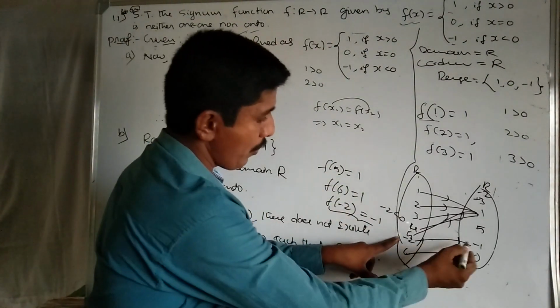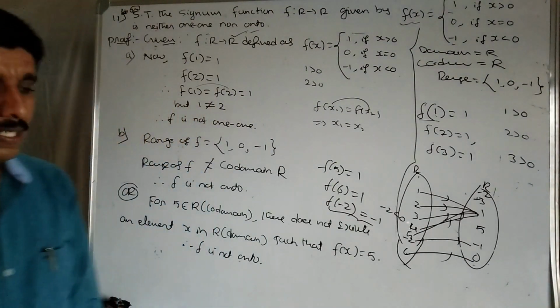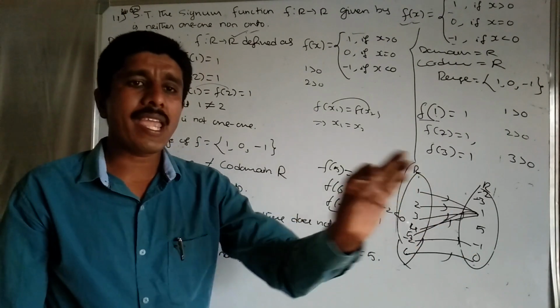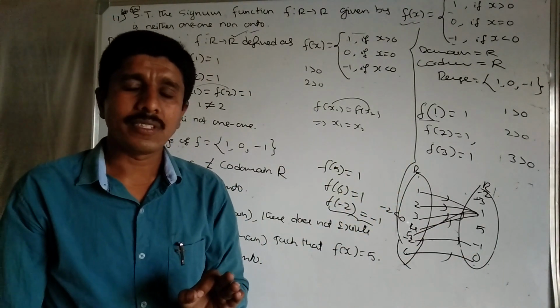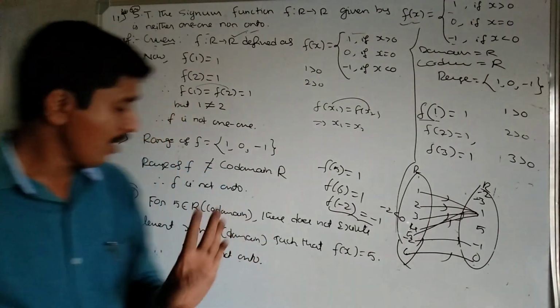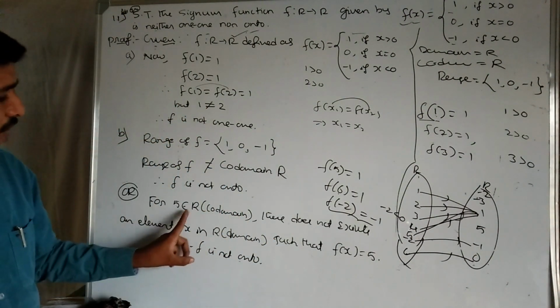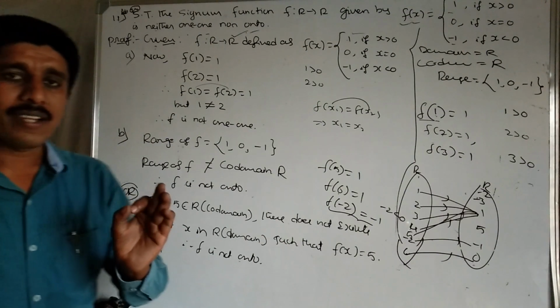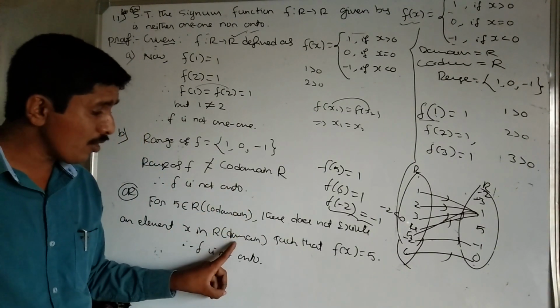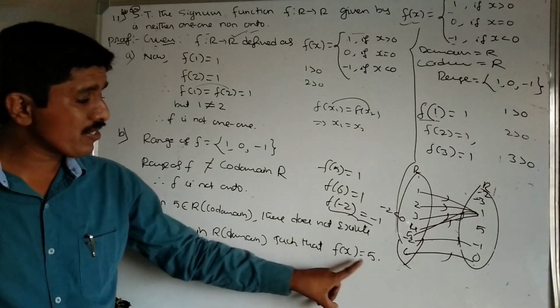Here -2 is mapping with -1, that's it. Other than these 3 elements, 1, -1, 0, you take any element in the codomain, prove that it is not onto. Direct line writing statement. For 5 belongs to our codomain, there does not exist its pre-image element x in R domain, such that f of x equal to 5.